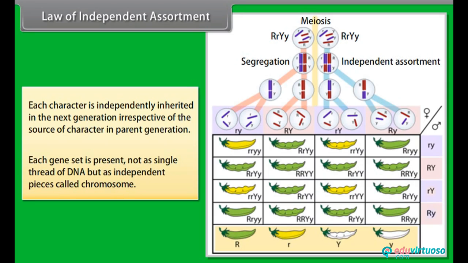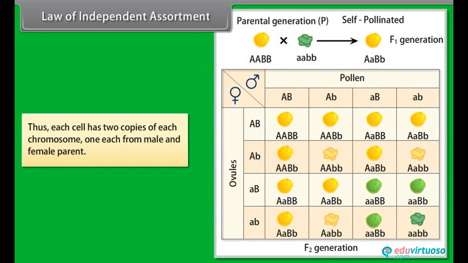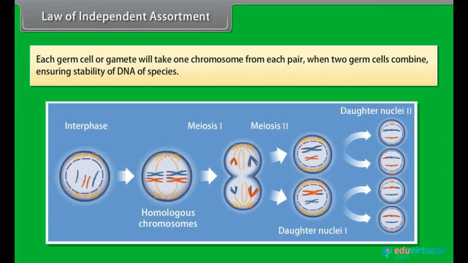Each gene set is present not as a single thread of DNA but as independent pieces called chromosomes. Thus, each cell has two copies of each chromosome, one each from the male and female parent. Each germ cell or gamete will take one chromosome from each pair, and when two germ cells combine, the stability of DNA of the species is ensured. How do these traits get expressed?